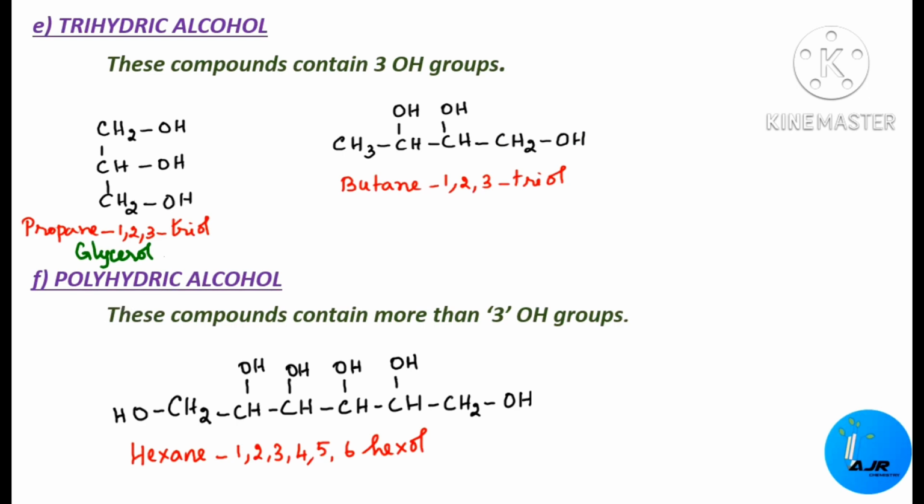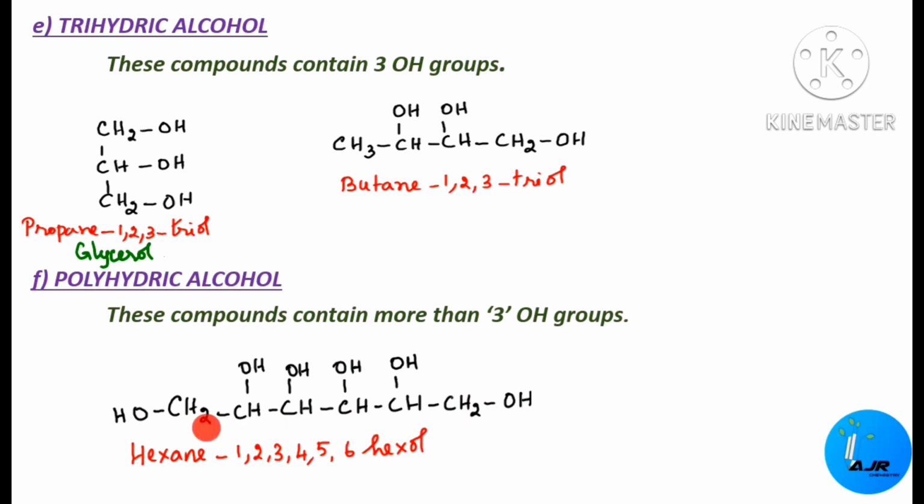So the last one is polyhydric alcohol. What do you mean by polyhydric alcohol? These compounds will be containing more than 3 OH groups. So if an alcohol is having more than 3 OH groups, then that comes under polyhydric alcohol. Understood, students? Look at this example. How many OH groups are there? 1, 2, 3, 4, 5, 6. So 6 OH groups are there. That's more than 3, right? So this we can say 6 means hexol.